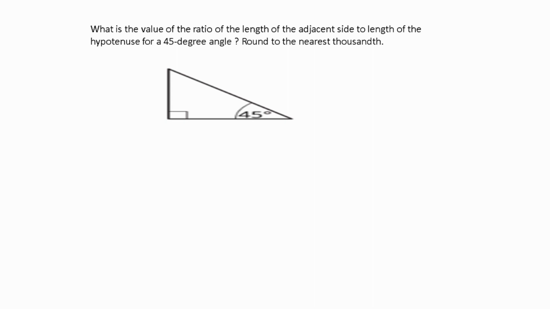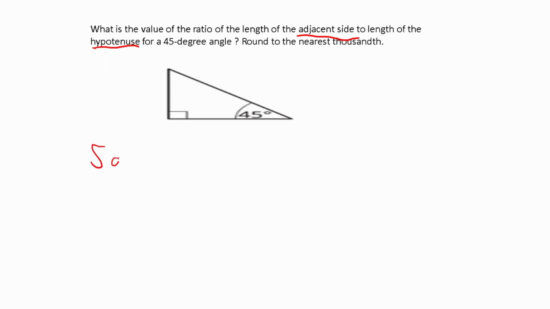Next up, it says, what is the value of the ratio of the length of the adjacent side to the length of the hypotenuse for a 45-degree angle? Round to the nearest thousandth. So the thing here is we don't really have to know any information about this triangle, right? Because it's telling us the ratio, adjacent side over the hypotenuse.